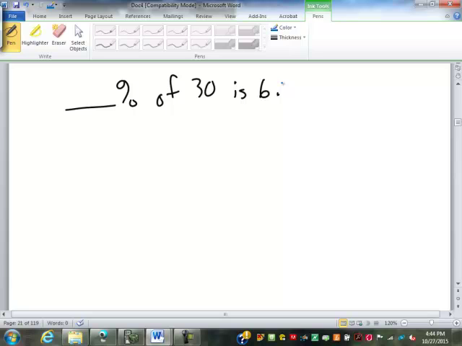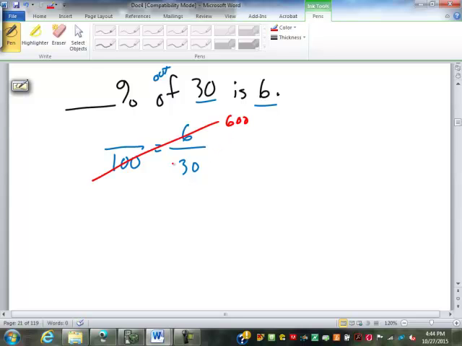Blank percent of 30 is 6. So again, missing the percent, so it's blank out of 100. On the other side, we have the 30 and the 6. Which one goes on top? 6. This of 30, again, implies out of 30, so the 30 should be on bottom. So we multiply what? 100 times 6 is 600, and then divide by 30 to get 20. 20% of 30 is 6.